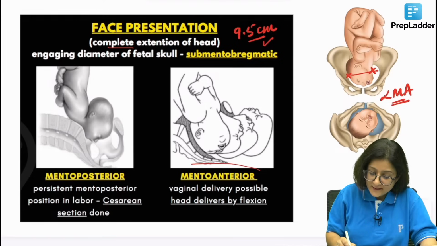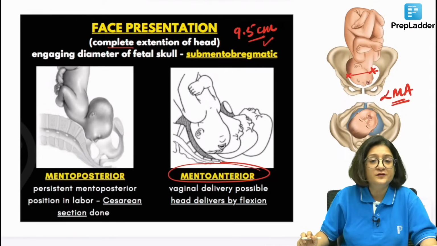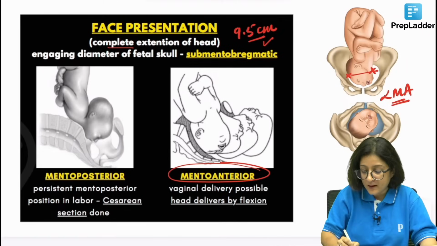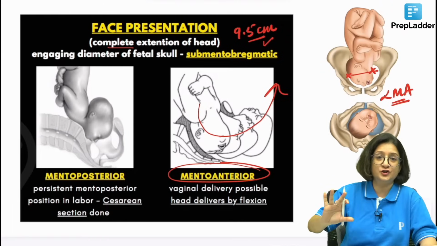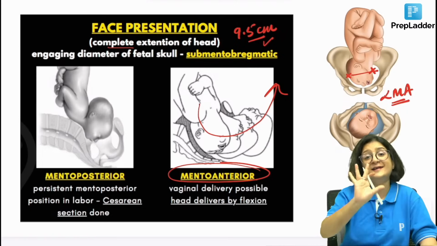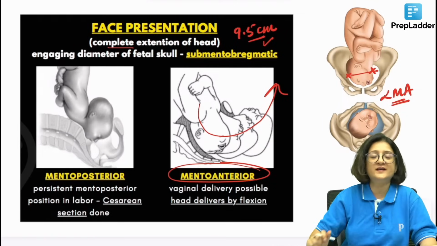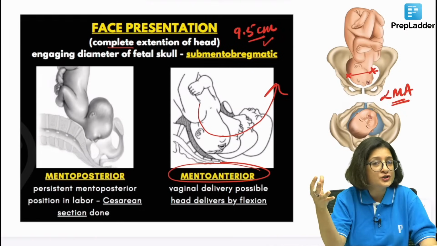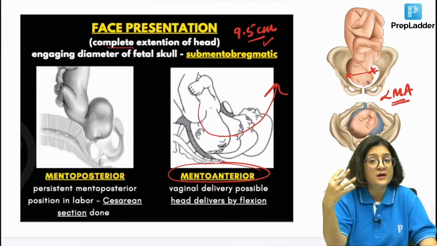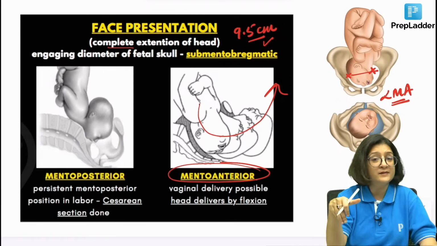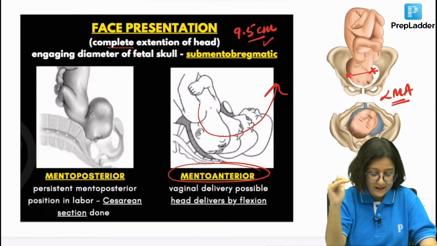As long as it is mento anterior, vaginal delivery is possible, and this image is here to help you remember that face delivers by flexion. Face delivers by flexion, the head delivers by flexion when there is a face presentation. And also remember that otherwise in vertex positions, delivery of the head takes place by extension. So this is something different. Keep this in mind.